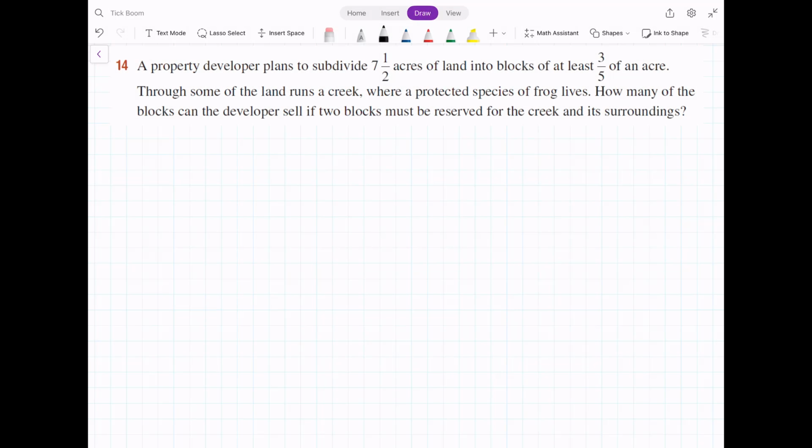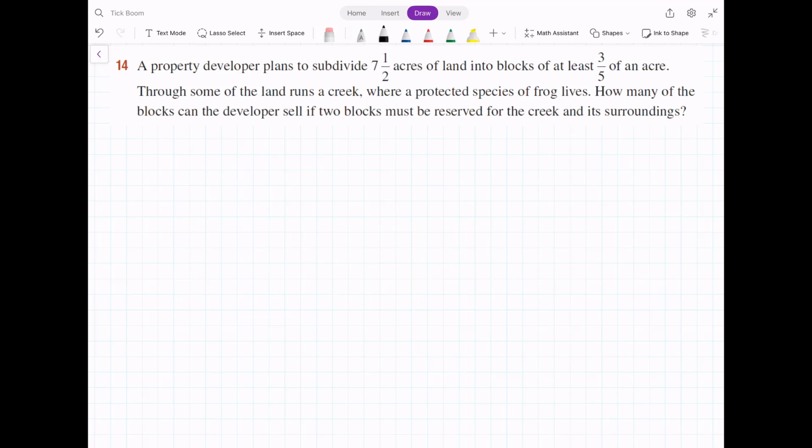Hi Year 7, for this question we read that a property developer plans to subdivide 7.5 acres of land into blocks of at least 3/5 of an acre. Through some of the land runs a creek where a protected species of frog lives. How many of the blocks can the developer sell if 2 blocks must be reserved for the creek and its surroundings? Alright, now there are a few little tricks going on with this word problem.